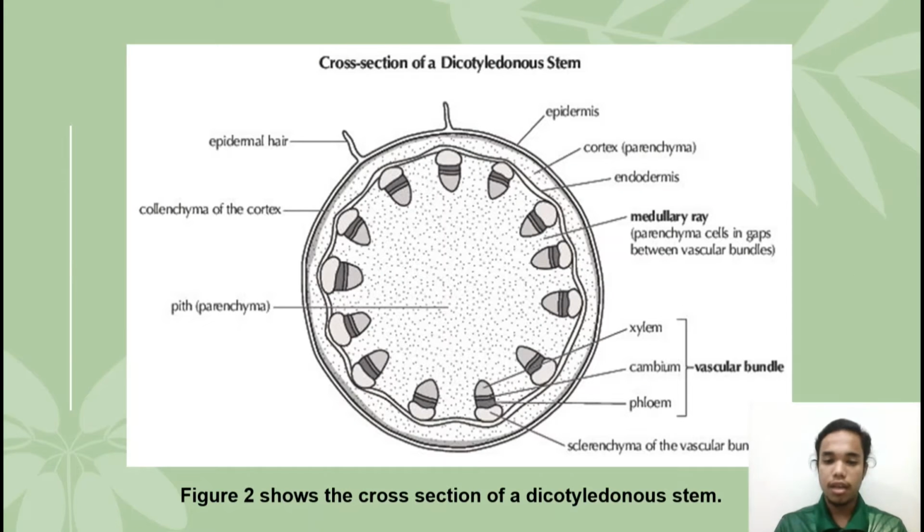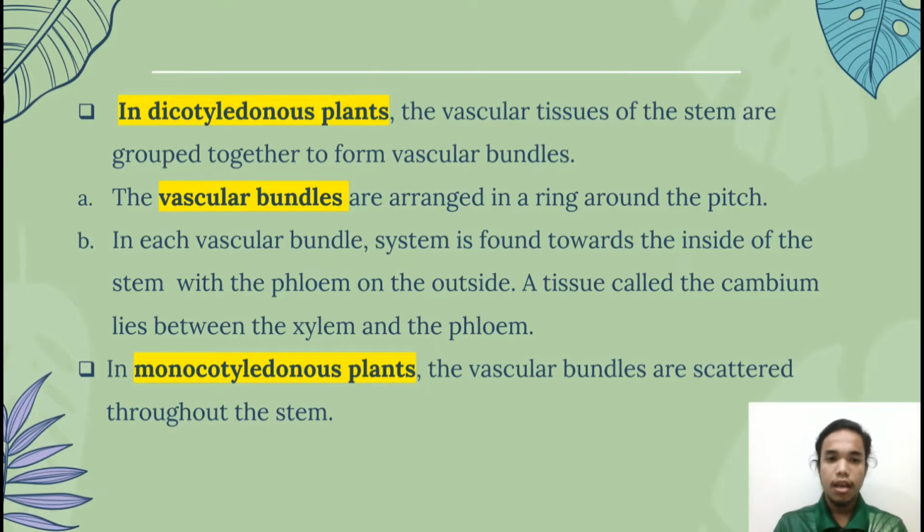This is the cross-section of a dicotyledonous stem. In dicotyledonous plants, the vascular tissues of the stem are grouped together to form vascular bundles. The vascular bundles are arranged in a ring around the pith. In each vascular bundle, xylem is found towards the inside of the stem with the phloem on the outside. A tissue called the cambium lies between the xylem and the phloem.